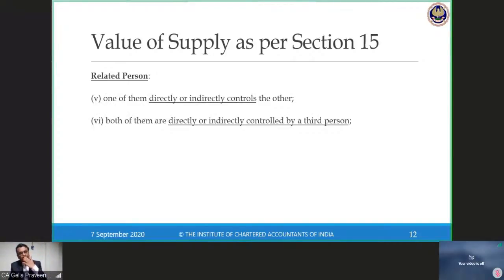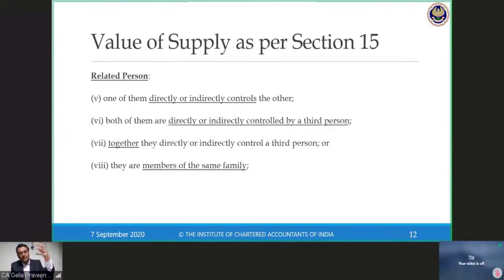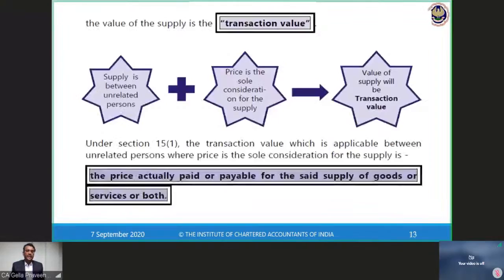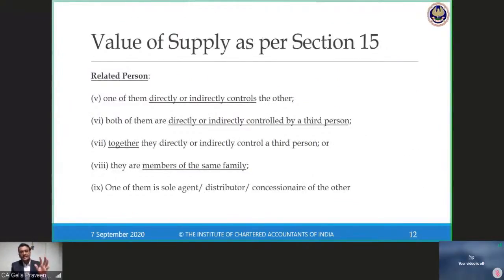Directly or indirectly control one of the businesses, or both of them directly or indirectly controlled by a third person. Together, these two parties directly or indirectly control a third person. Members of the same family, or one of them is the sole agent, sole distributor, or sole concessionaire of the other. If these conditions are met, then all of them are considered to be related party transactions.